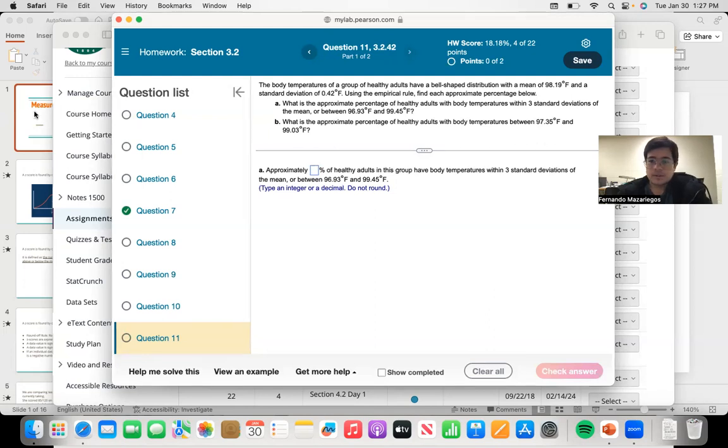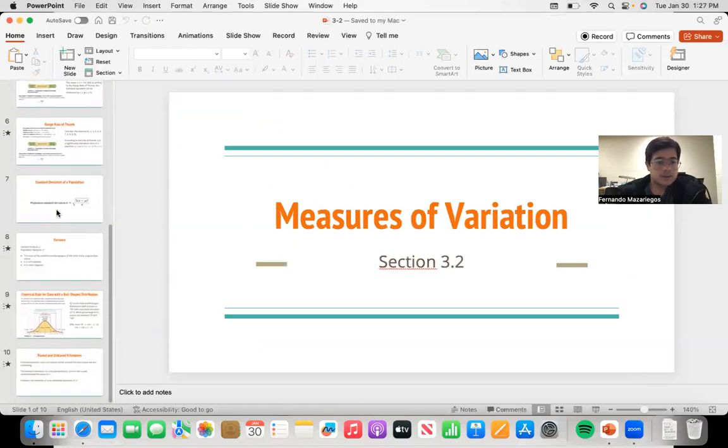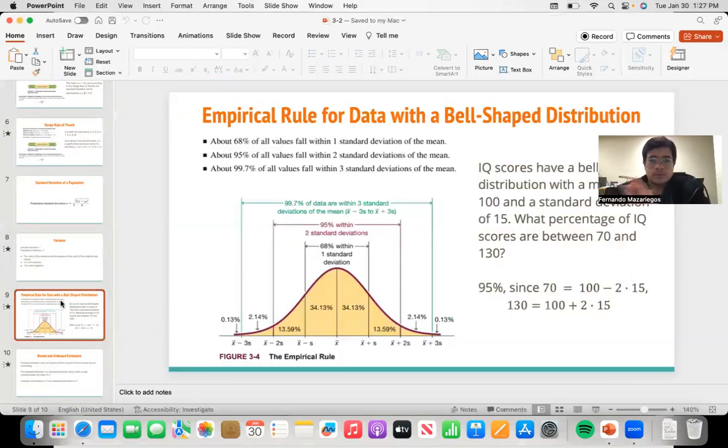So let's take a look at the empirical rule really quickly, just so that we are on the same page. This is the empirical rule for data with a bell-shaped distribution. We know that 68% of the data values are within one standard deviation from the mean. 95% are within two standard deviations from the mean. And 99.7% of the data are within three standard deviations of the mean.